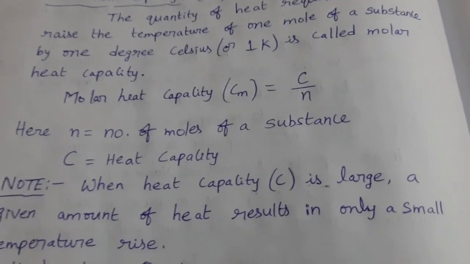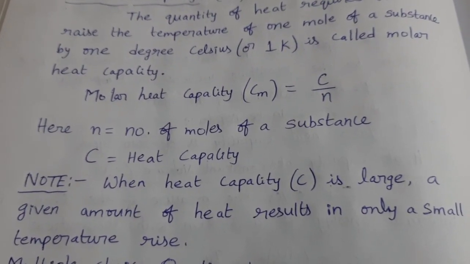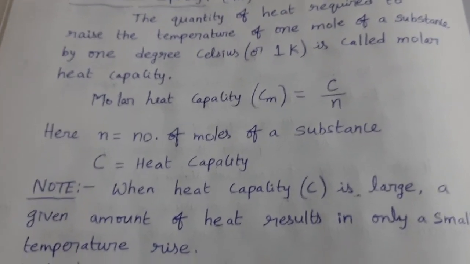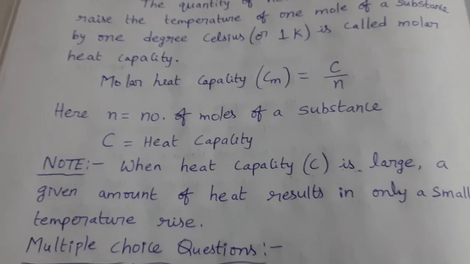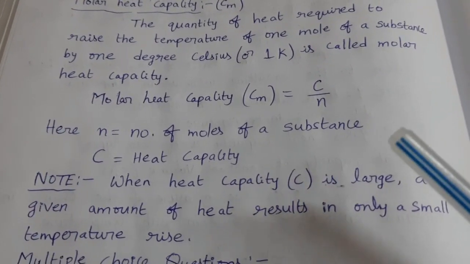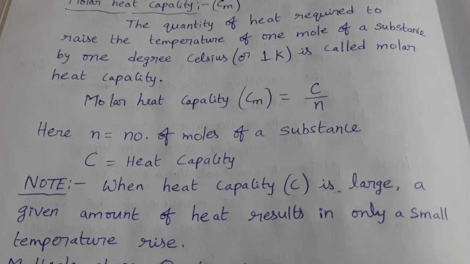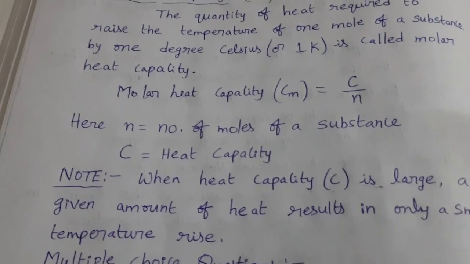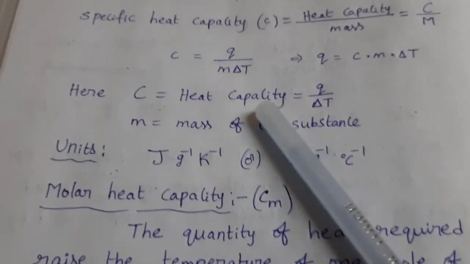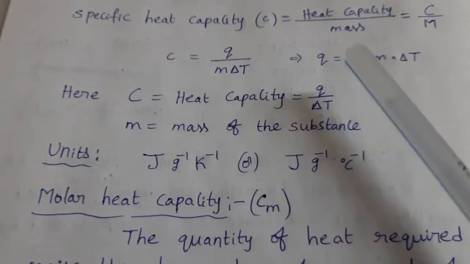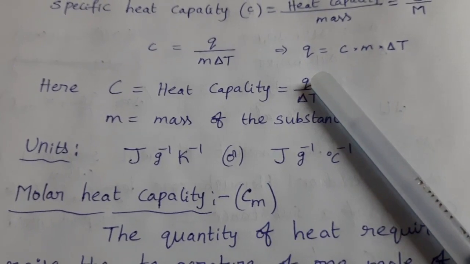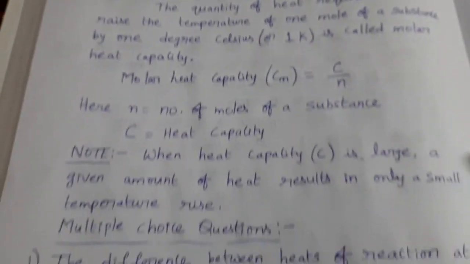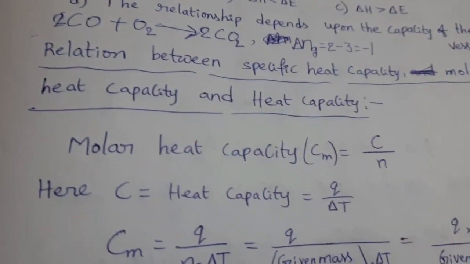When heat capacity C is large, a given amount of heat results in only a small temperature rise. So when the heat capacity C value is large, the supplied heat energy results in a small rise in temperature. Very small increase takes place in the temperature when heat capacity C is large, because these two are inversely related. Okay, next, see the next one.